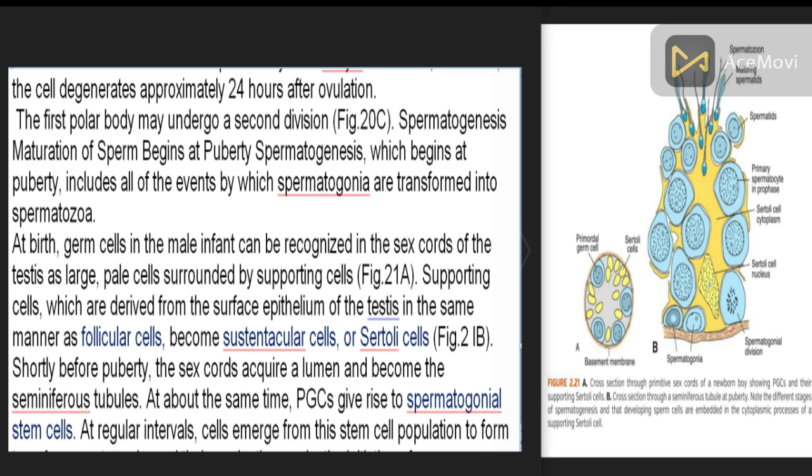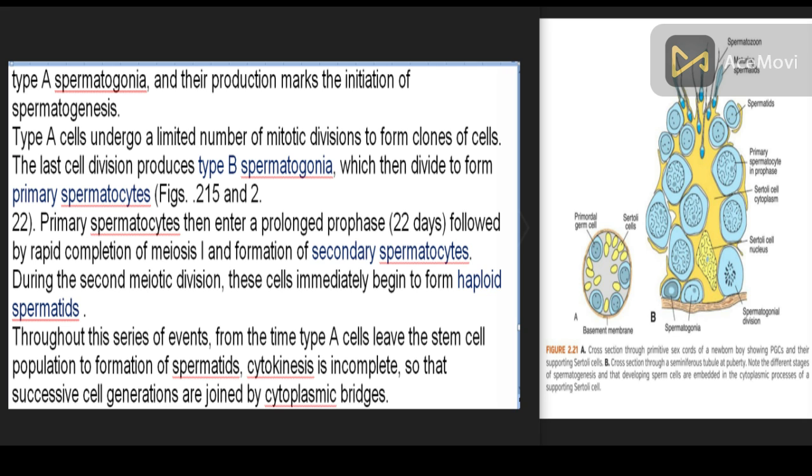At about the same time, PGCs give rise to spermatogonial stem cells. At regular intervals, cells emerge from the stem cell population to form type A spermatogonia, and their production marks the initiation of spermatogenesis. Type A cells undergo a limited number of mitotic divisions to form clones of cells. The last cell division produces type B spermatogonia, which then divide to form primary spermatocytes, Figs. 21b and 22. Primary spermatocytes then enter a prolonged prophase, 22 days, followed by rapid completion of meiosis I and formation of secondary spermatocytes. During the second meiotic division, these cells immediately begin to form haploid spermatids.